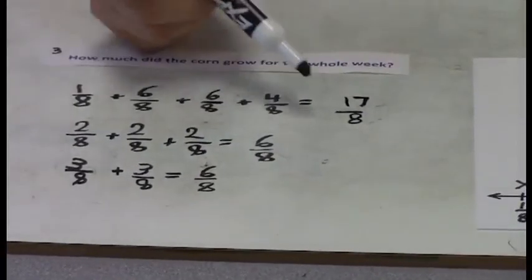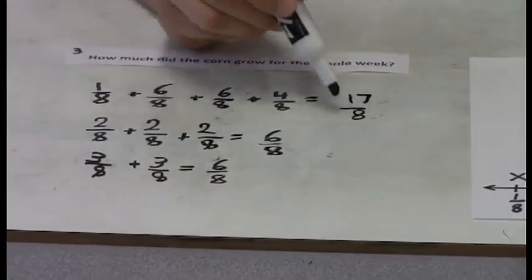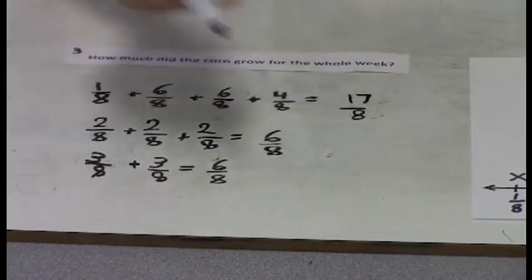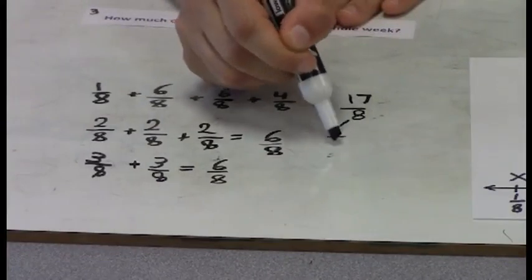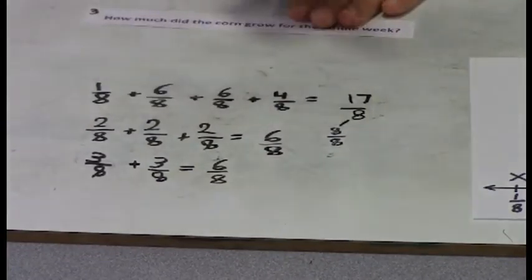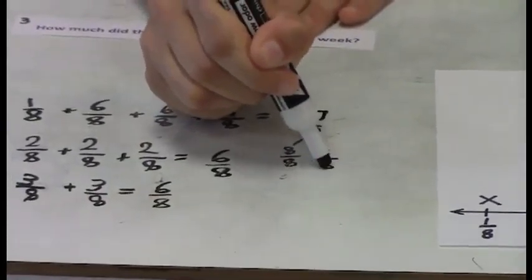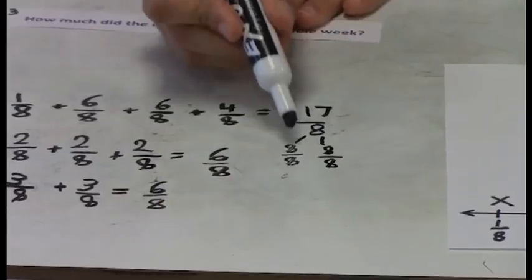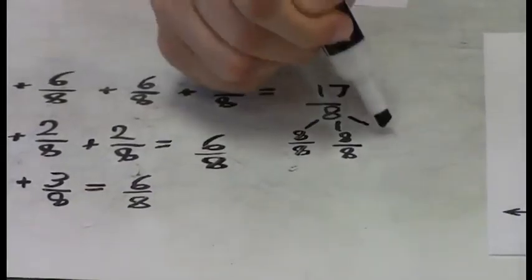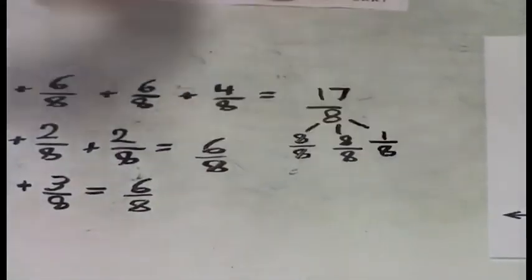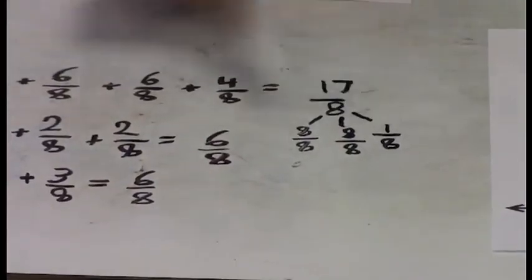I'll do that by first finding how many wholes I have within 17/8. I know that each whole has 8 pieces because my denominator is 8. So I know I have enough for one whole because that would be 8/8. And I know another whole would give me 16/8. So if this is 16/8 and I have 17/8, I know I have one more eighth. Okay. So I can see that I have 2 wholes, and 1/8.